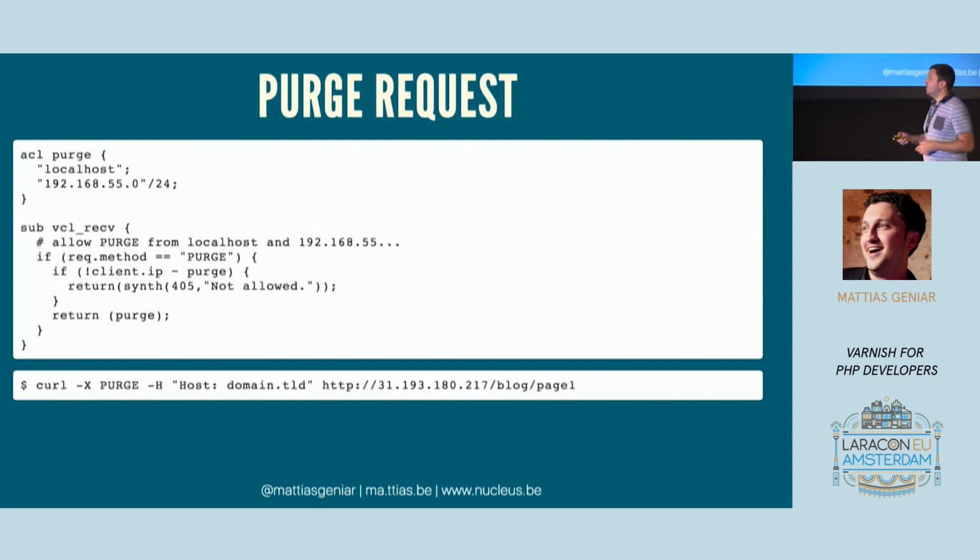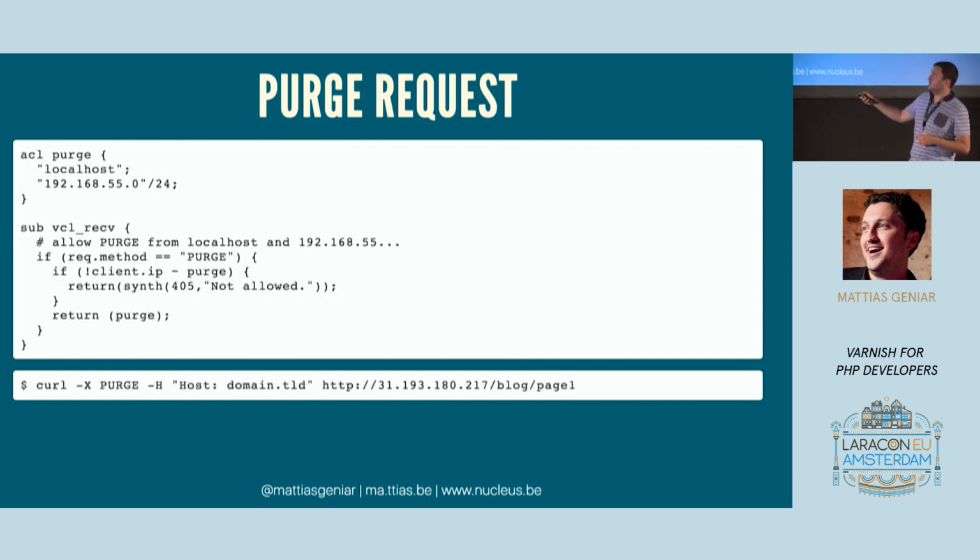Purging. Anyone familiar with curl on the command line? 2 hands, OK. What we can do in Varnish is define ACLs, so access control lists, where we can just say, either by hostname or by IP address, which hosts we would like to come in. Note that it's a bit of a strange syntax to give it subnets. The IP is between double quotes, then there's a slash, and then there's your net mask.